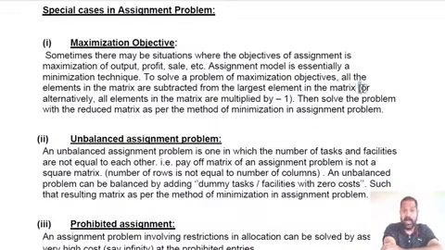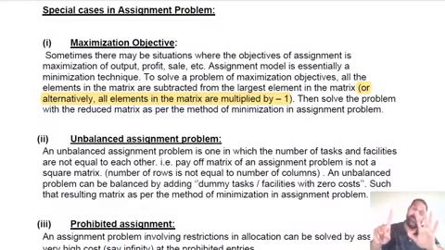There's another choice which I don't prefer, and I would suggest you also not prefer. Alternately, all elements in the matrix are multiplied by -1. What is this? Well, simple. Suppose you have 5 and you have 1. Technically, which is smaller? 1 is smaller. But in maximization, I need 5 as the answer. So the assignment problem chooses 1, doesn't choose 5, because assignment minimizes. What you do is multiply by -1.